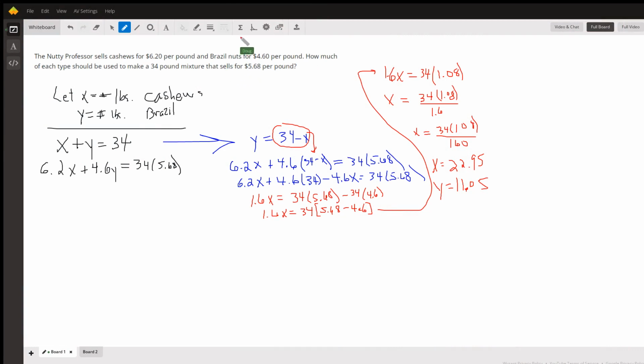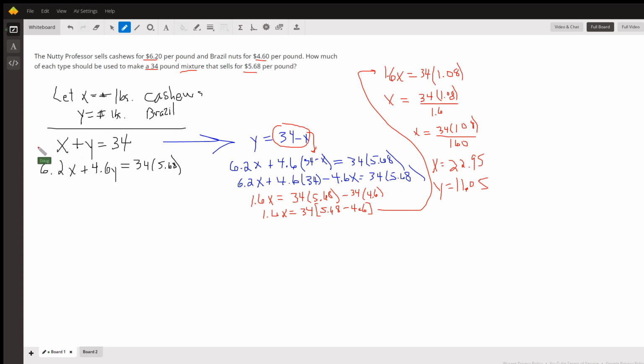Okay, this is what we call a mixture problem. We've got some cashews that sell for that amount, some Brazil nuts that sell for that amount per pound. And we want to know how many pounds of each of those we should mix together to give us 34 pounds that sell for $5.68 per pound. So let's let X and Y represent the number of pounds of cashews and the number of pounds of Brazil nuts, respectively.